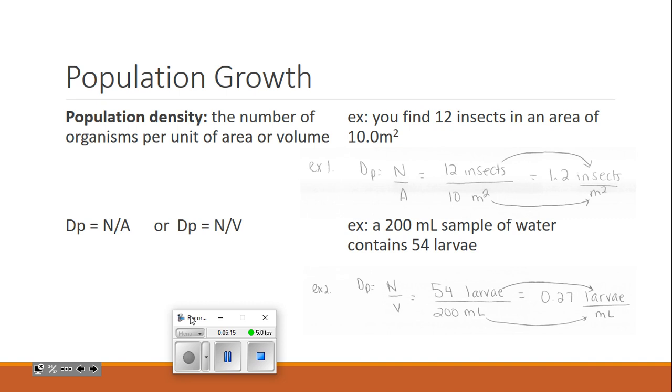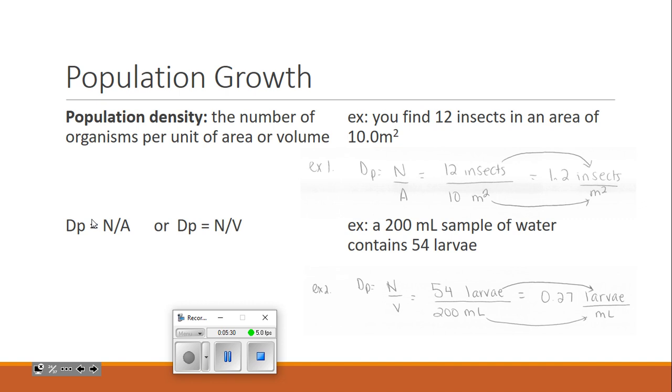Now, does anyone want to ask anything about population density? You can do this math, right? It's just dividing two numbers. You don't even need to change the units. You're just going to make sure you put the right one on top and the other one on the bottom.